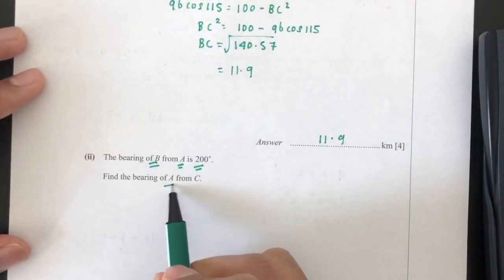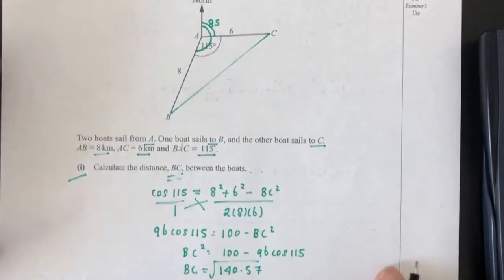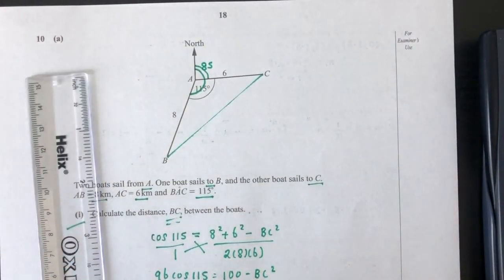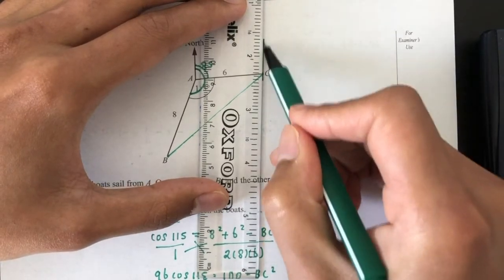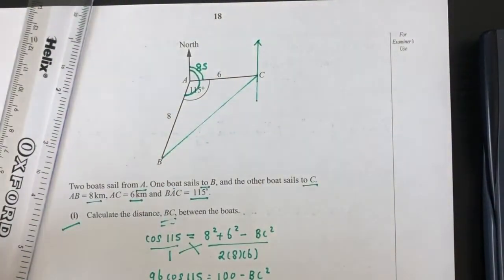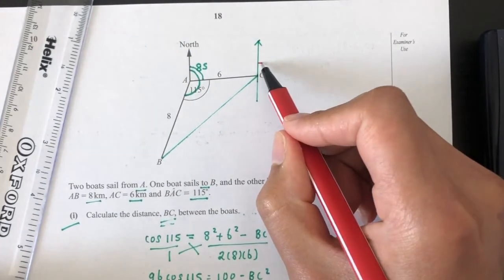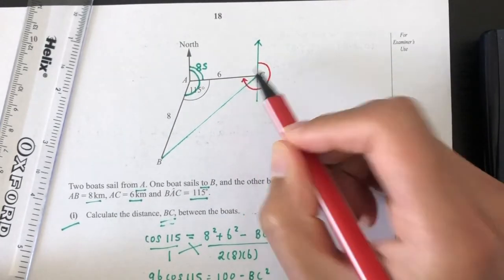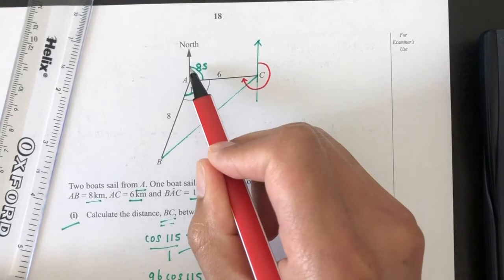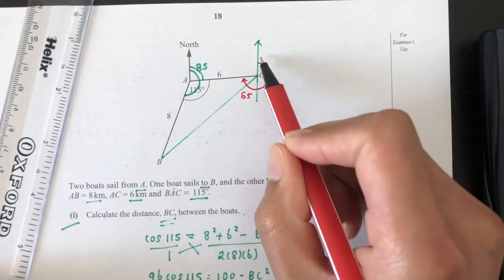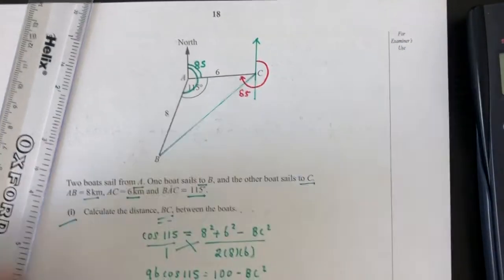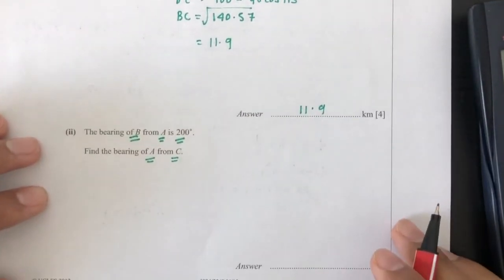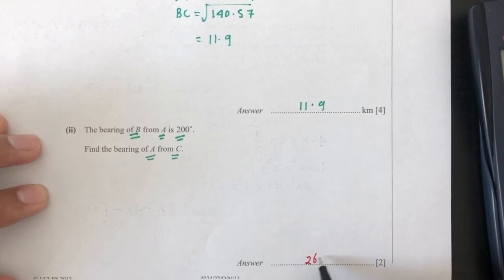Okay, now the question is what? The question is to find the bearing of A from C. So go to point C and draw the north line and find the bearing. So we are looking for this angle. We know this will be the same as this, so this is 85, this is 180, so 180 plus 85 will be the bearing. So 265 will be your answer for the bearing of A from C.